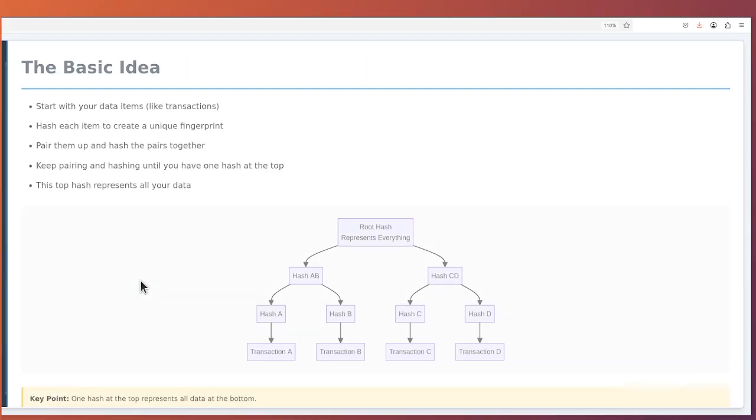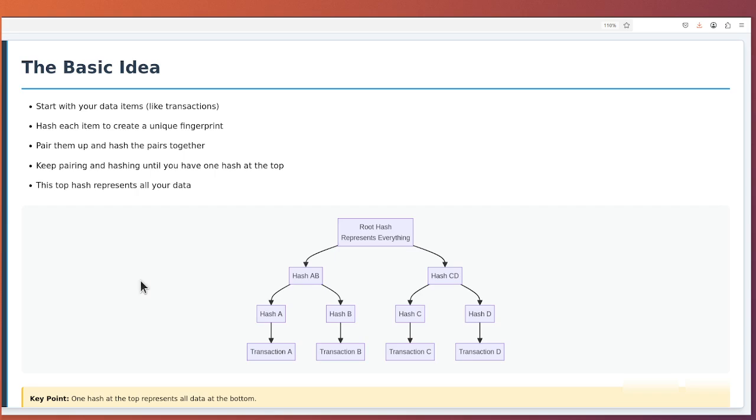The basic idea. Let's start with the basic idea behind Merkle tree verification. It's actually quite simple when you break it down. Imagine you have 4 transactions you want to organize. You hash each one individually. This means you run each transaction through a function that creates a unique fingerprint for it. Then you pair them up and combine each pair, hashing them together. You keep doing this, pairing and hashing, until you end up with just one hash at the top. This top hash is called the root, and it represents all 4 transactions.